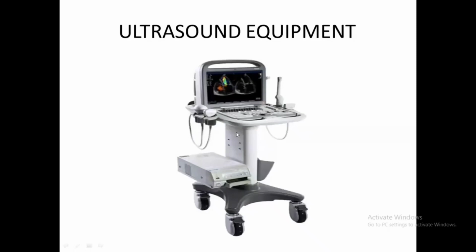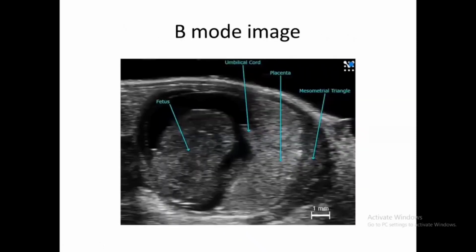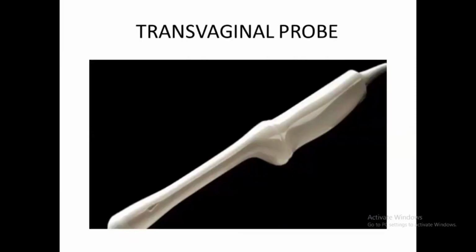I'll give you one other example. You take the resolution of a Doppler image and the resolution of a grayscale image. If you see a fetus in a grayscale image, I'll show you that image. This is a grayscale image. Are you able to see the fetus? But can you see it clearly? No.